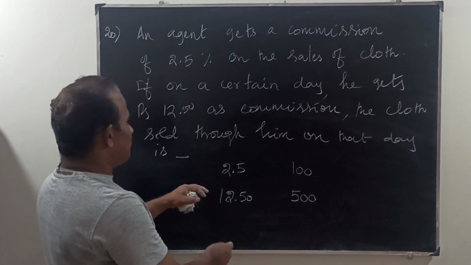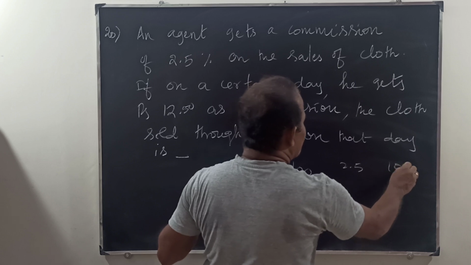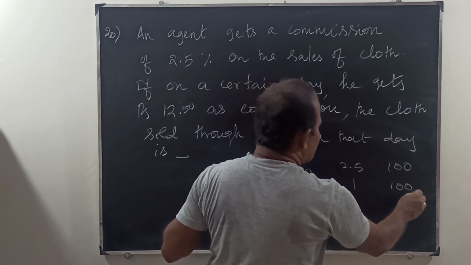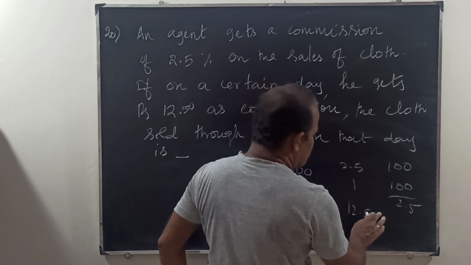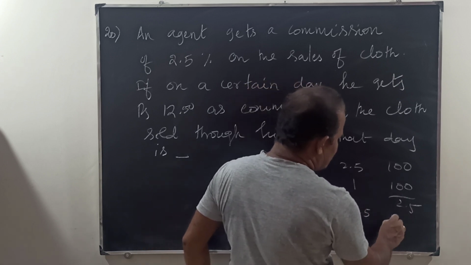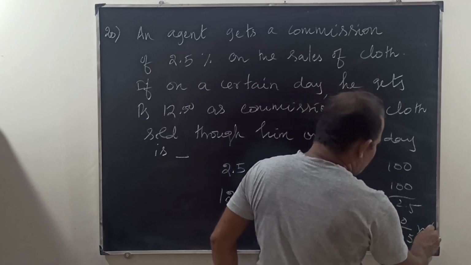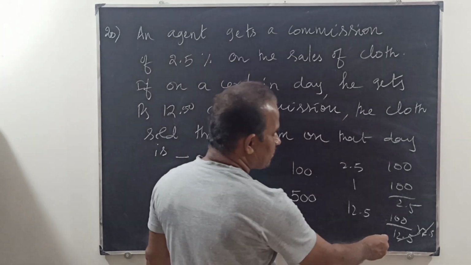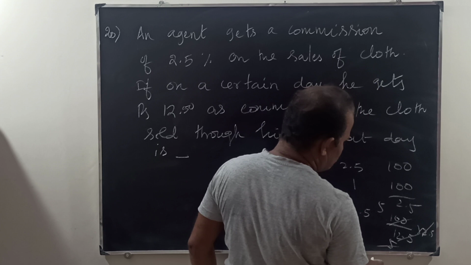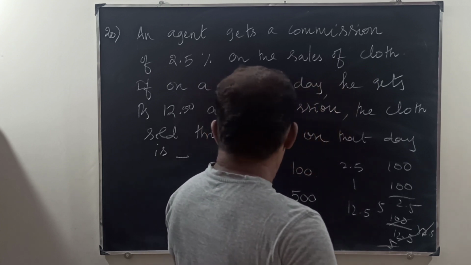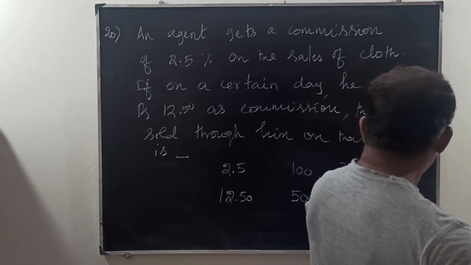How can we calculate? This must be 1250. So 2.5 is for 100, therefore 1 is equal to 100 by 2.5. So 12.5 is what we should get. Multiply it: 100 divided by 2.5, into 12.5. How many 2.5s are in 12.5? It is 5 times. So this is equal to 500.